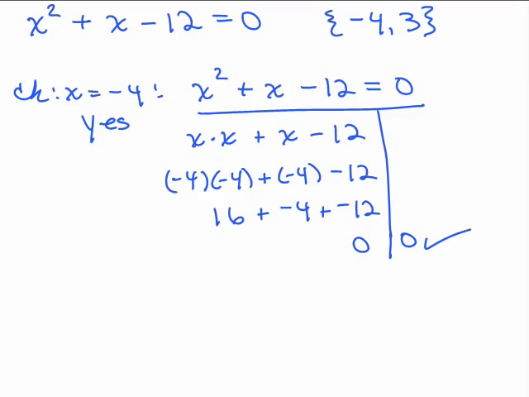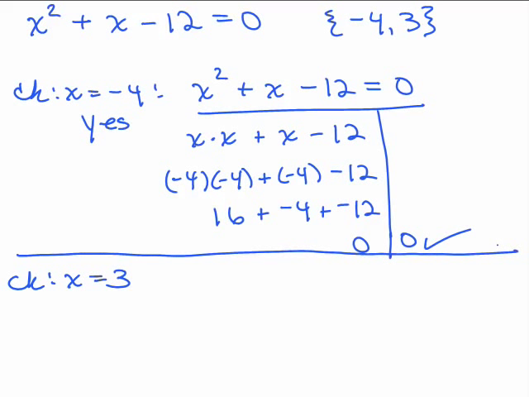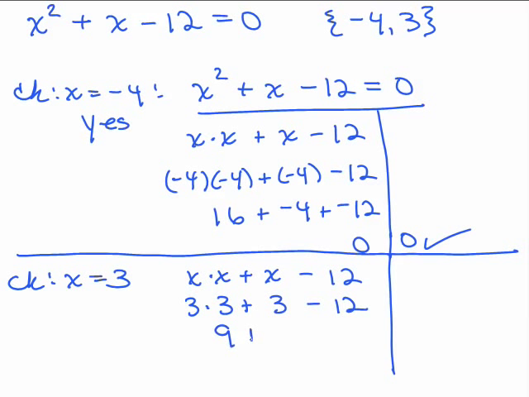And then you would also do this for 3. Check to make sure x equals 3. So let's do the same thing. We're going to take the x times x plus x minus 12. So we're going to do 3 times 3 plus 3 minus 12, which is 9 plus 3 minus 12, and that's also 0, so that's also a solution.